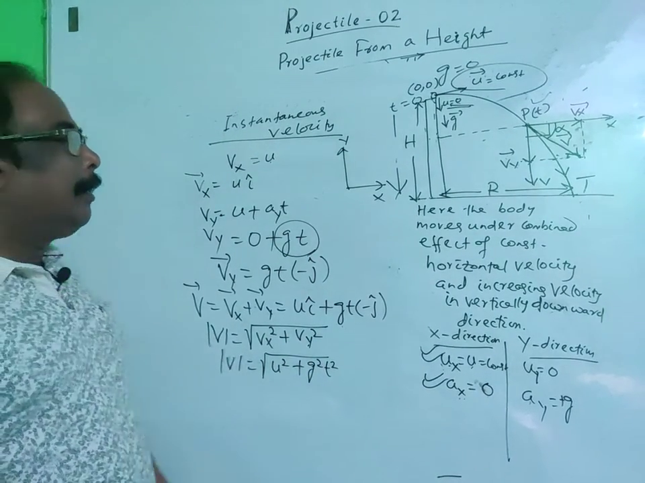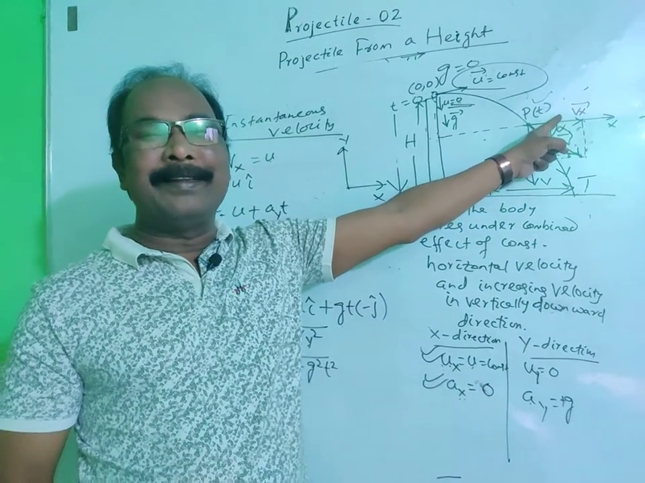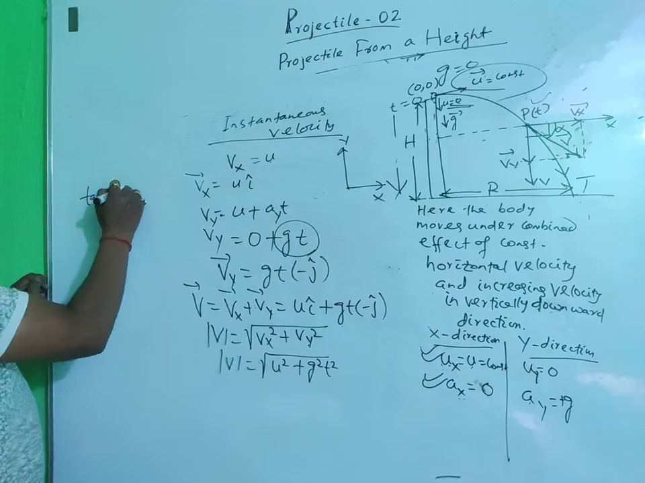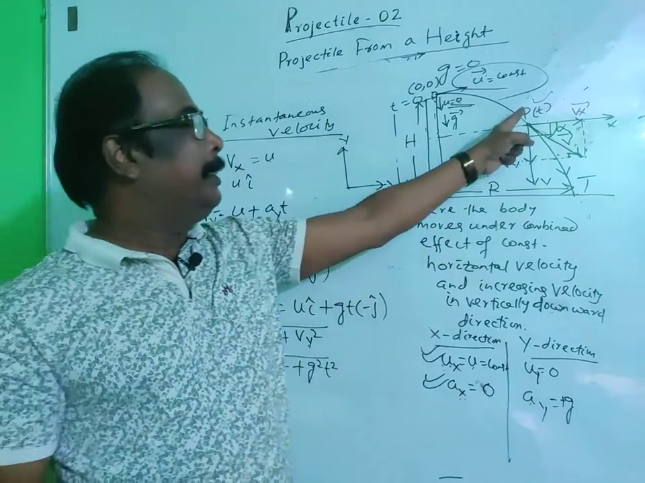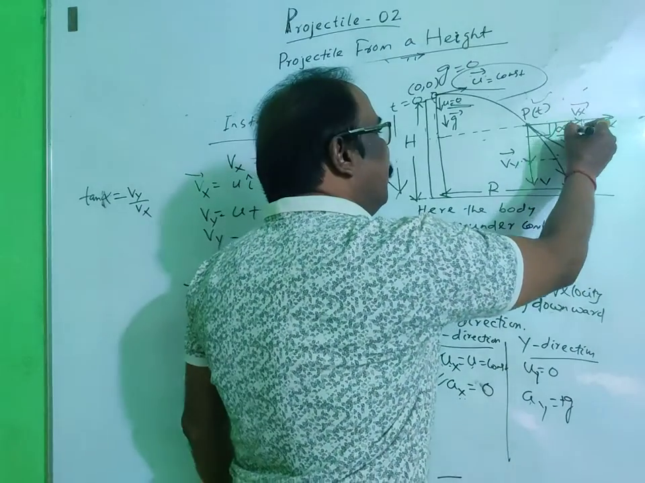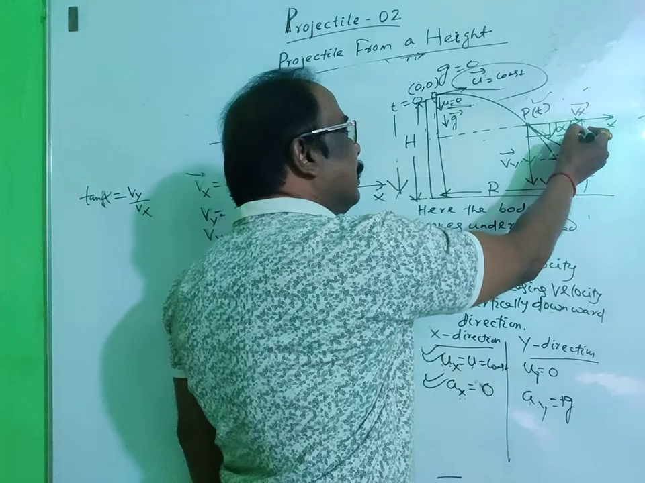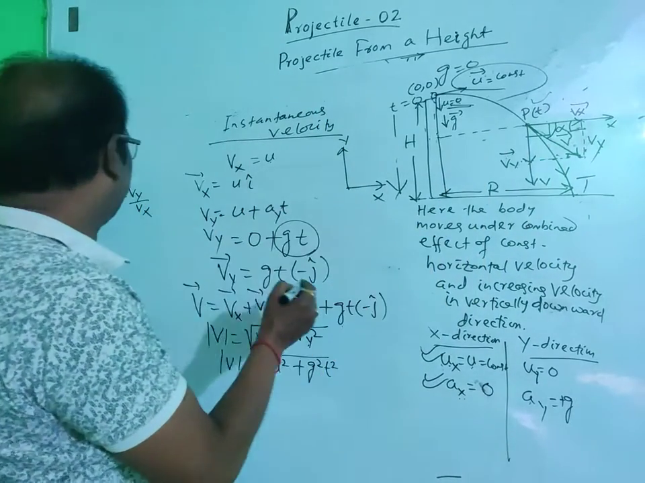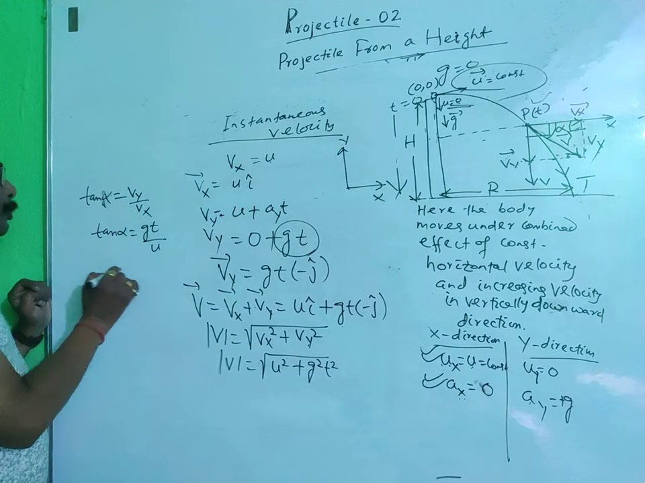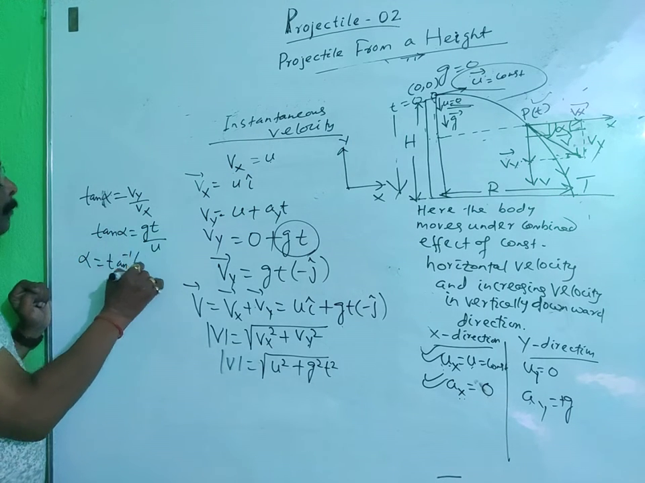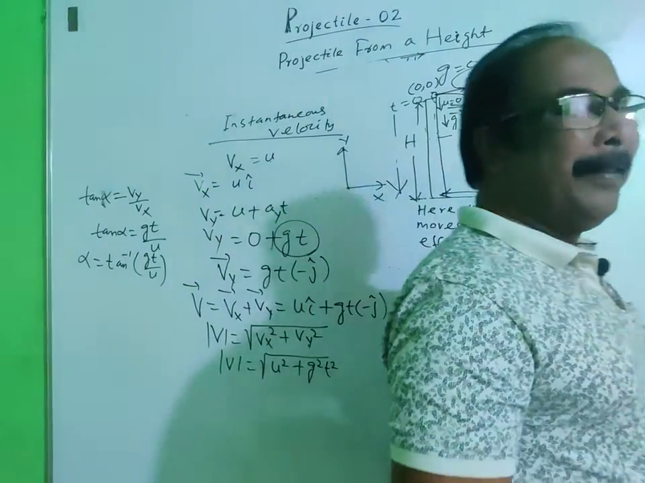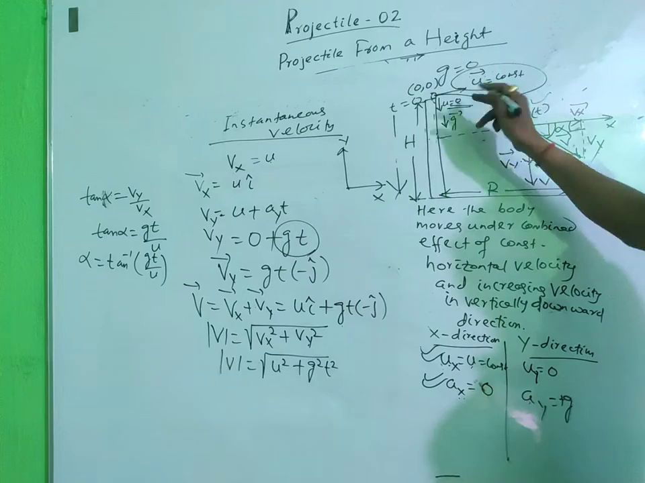Then about direction: let the instantaneous velocity make an angle alpha with the x axis. Then tan alpha, which will show us the direction, is simply perpendicular upon base. Vy is the perpendicular, the length of this line represents the magnitude of Vy, and this angle is 90 degrees, so perpendicular upon base is Vy by Vx. So tan alpha, where the magnitude of Vy is gt and the magnitude of Vx is u, so the direction alpha is equal to tan inverse of gt by u.